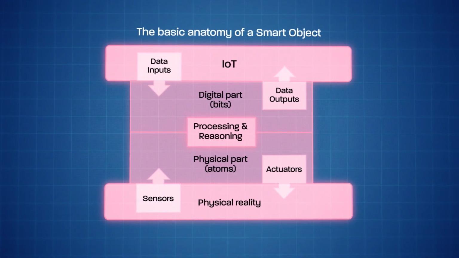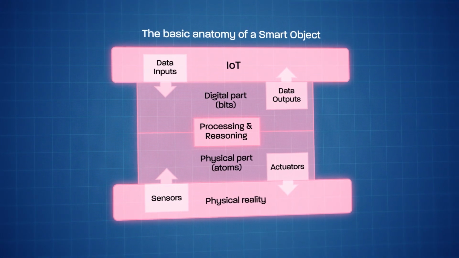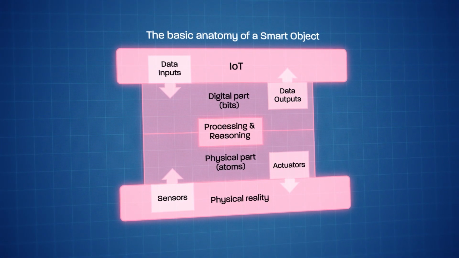In order for this data to be useful, the smart object needs to send it to the digital world, to the world of information, to the world of bits. A smart object is, in essence, a link between the world of atoms and the world of bits. If the smart object needs to make any kind of reasoning or processing, it also requires a reasoning and processing module as a core functionality of the smart object. In addition, smart objects very often need to receive information from the digital world. So they will need data inputs. They will not only be able to send data, but they will also be able to receive data.